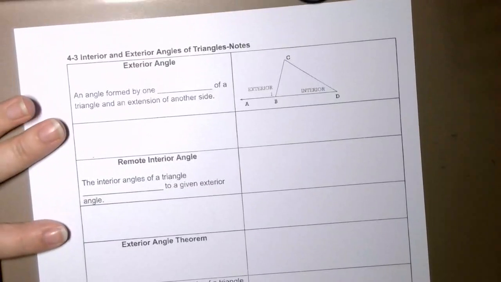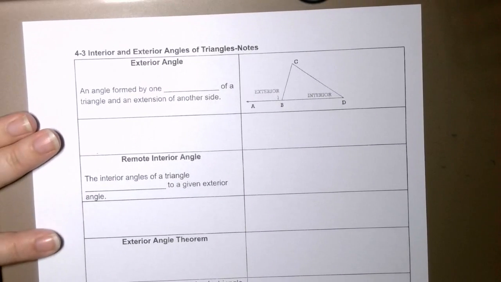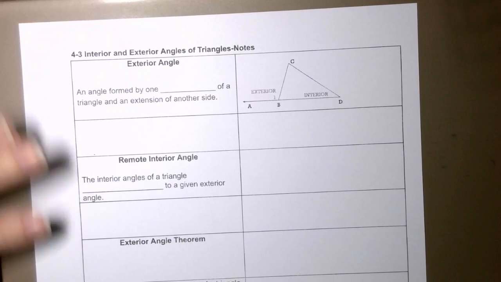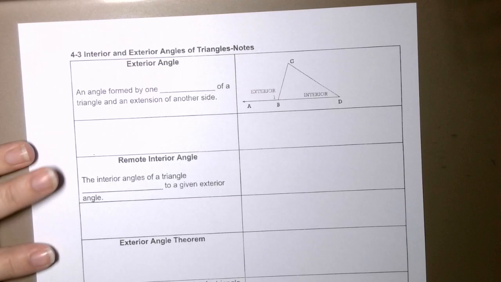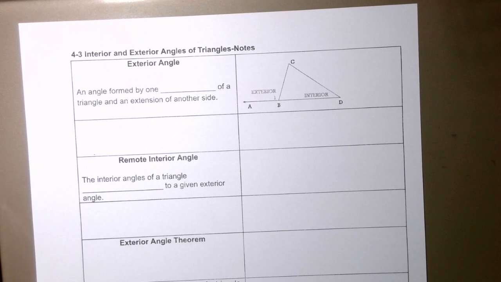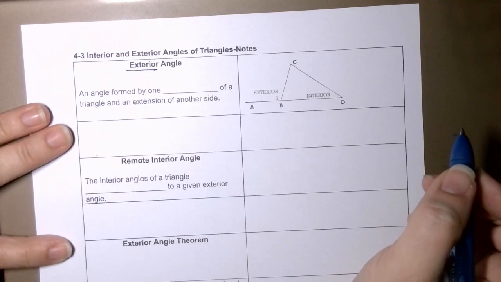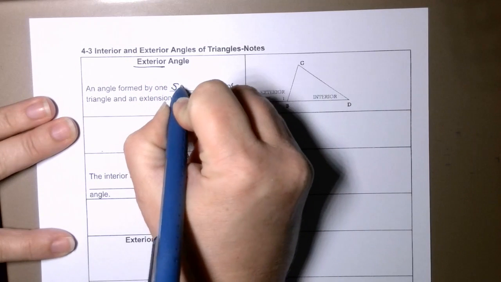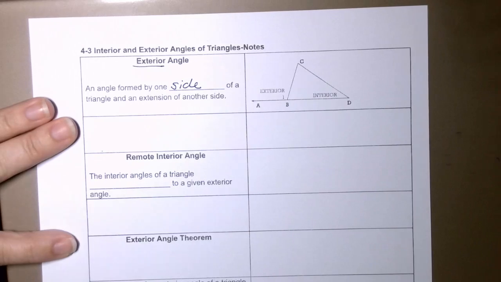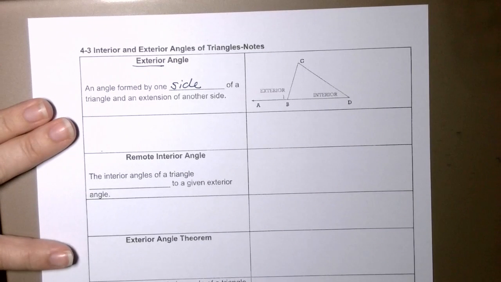Interior and exterior angles of triangles. What does interior mean? Inside. What does exterior mean? Outside. So, an exterior angle is an angle formed by one side of a triangle and an extension of another side.